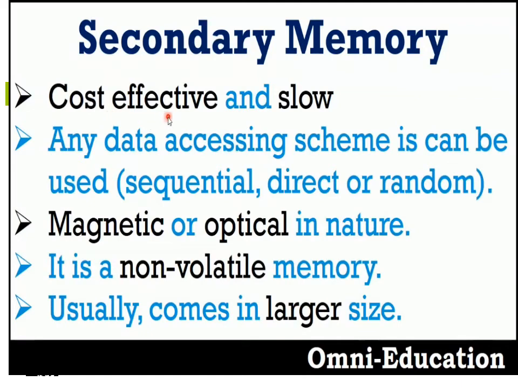These memories are available in low cost and work in a slow manner. It can employ any of the accessing schemes such as sequential, direct and random access. This is the reason it is slow, less power consuming and cost effective. For constructing secondary memory, magnetic or optical material can be used. Magnetic storage like hard disk, optical media like CDs, DVDs and semiconductor flash memories are the examples of secondary storage. It is non-volatile memory as loss of power does not affect the storage of the data in the memories. Secondary memory usually comes in larger size such as in terabytes.